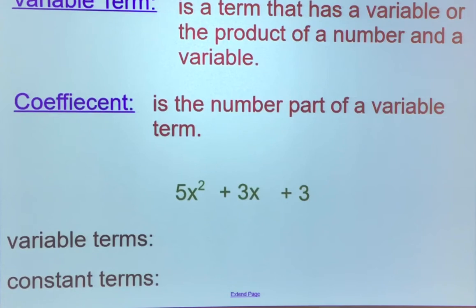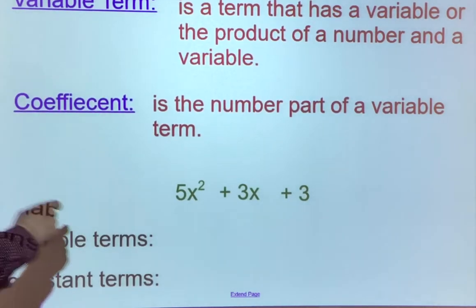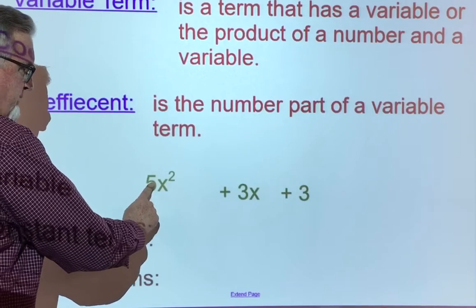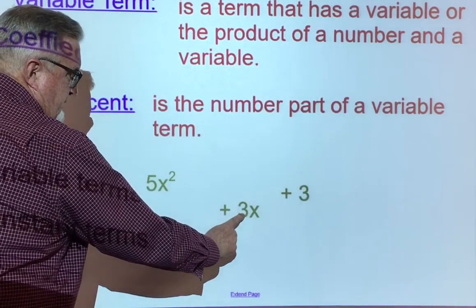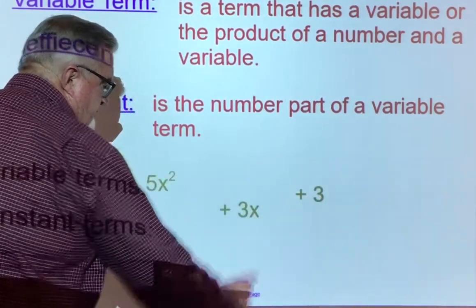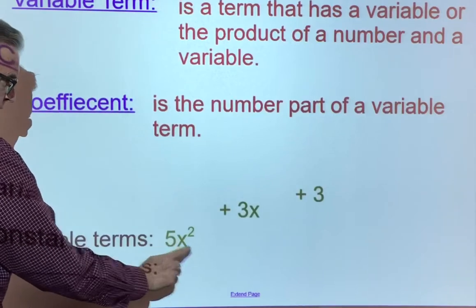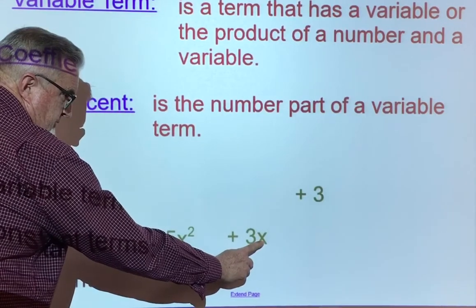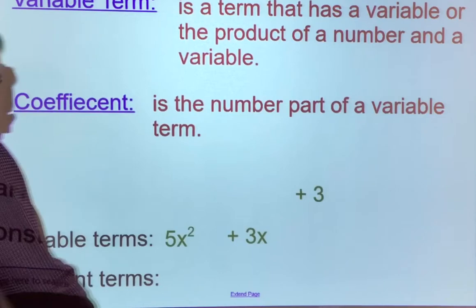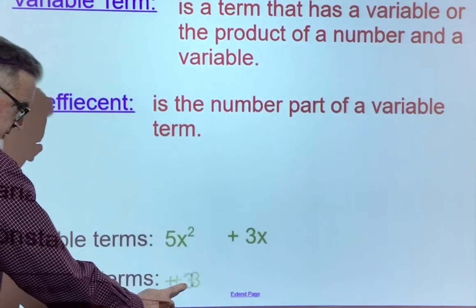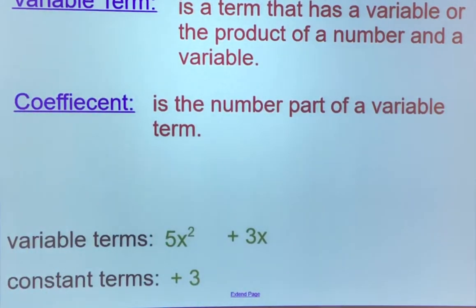So when we were looking at this expression here, 5x squared plus 3x plus 3, there are three separate terms in this expression. 5x squared is a term, this plus 3x is a term, and that positive 3 is a term. Two of those terms are variable terms because they contain variables. So the 5x squared is a variable term, and the 3x is a variable term. The constant term is just the term that is just positive 3.